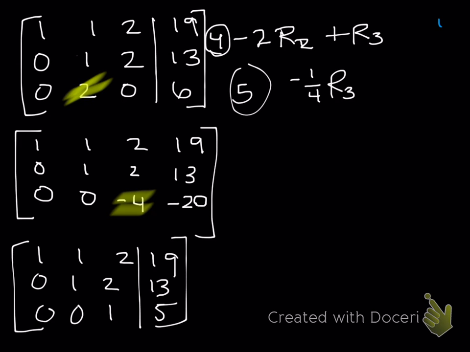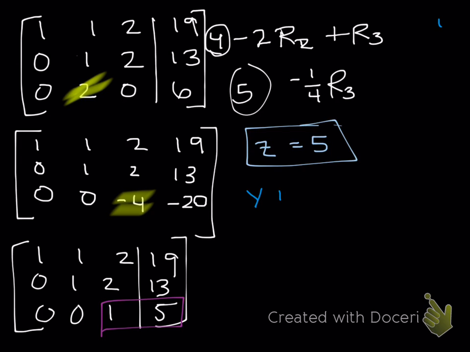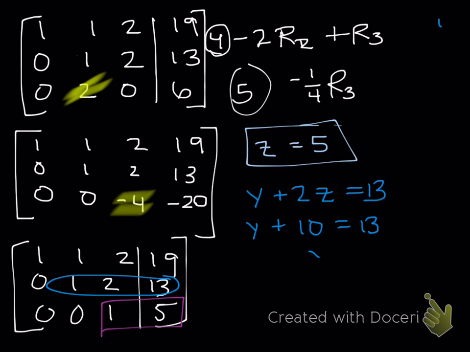The whole purpose of doing this is to solve and find what x, y, and z are equal to. So this bottom line I can interpret and say that I know z equals 5. So I have one answer. From the middle row, I know that I have 1y plus 2z equals 13. And that's coming from these coefficients. And I now know that z is 5, so I can say this is y plus 10 equals 13. Subtract 10 over, I now know that y is equal to 3.